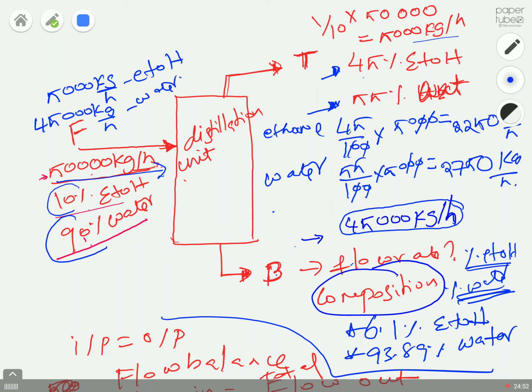Using these simple notations, you can perform the total balance, like F equals T plus B. So feed is equal to top plus bottom. Top and bottom are your output streams, F is your input stream, and then you have to calculate the percentage of each component in your input stream and the percentage of each component in your output streams. It's such a straightforward problem.